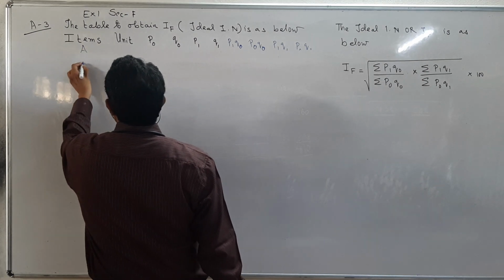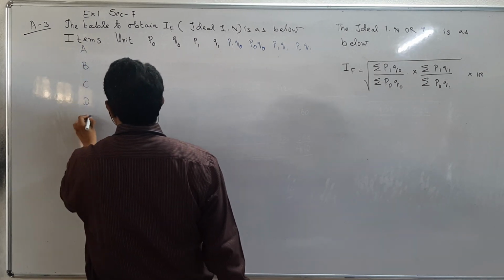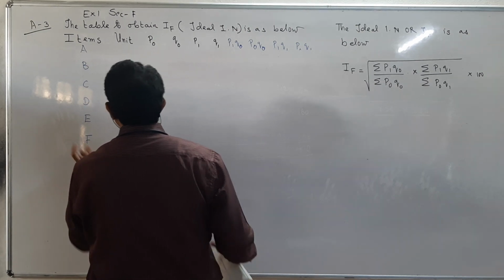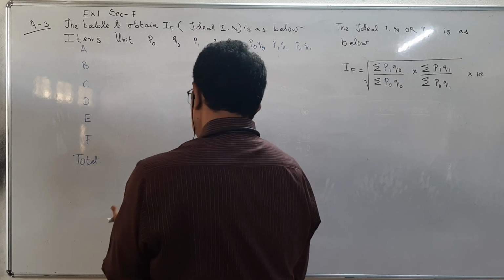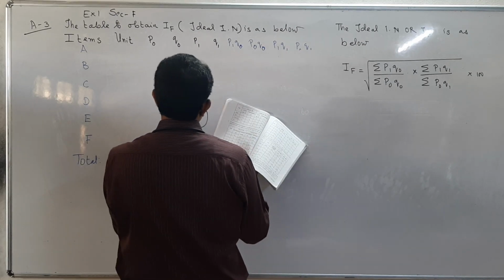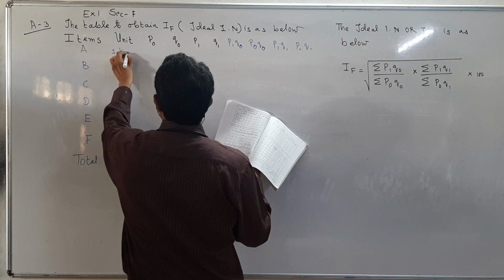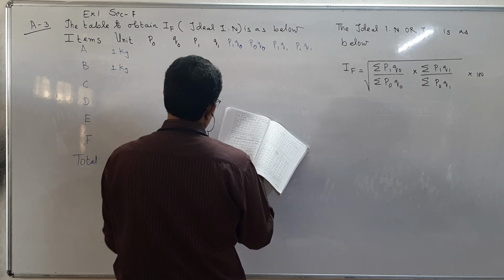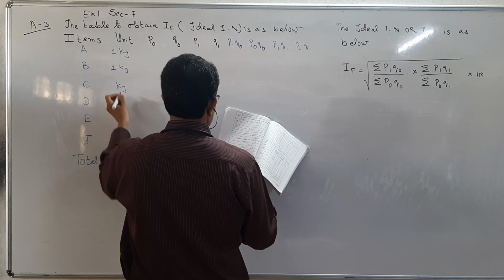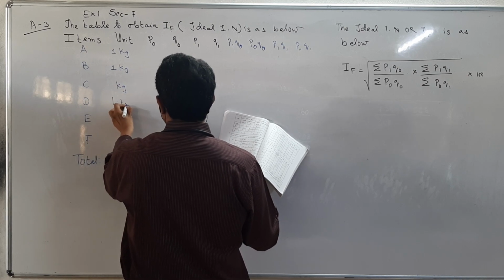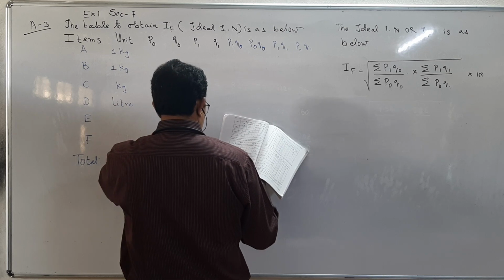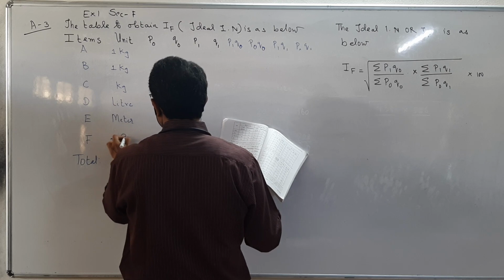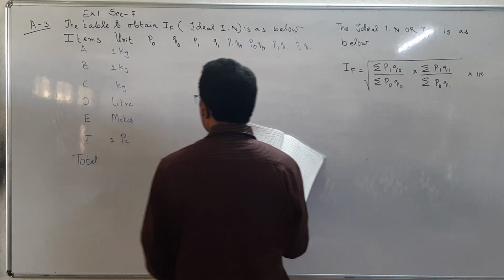A, B, C, D, E, F, and then students we go for total. Now unit 20 kg is a multiple of kg. 1 quintal is 100 kg, so it is a multiple of kg. Then kg, then liter, then meter. And here I am taking one piece because the quantities are given in piece.